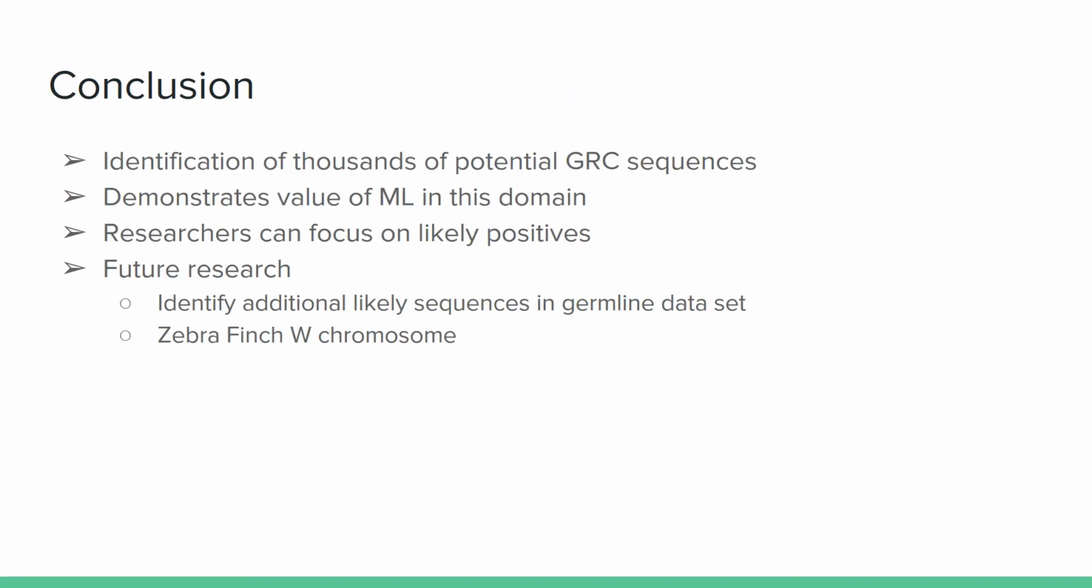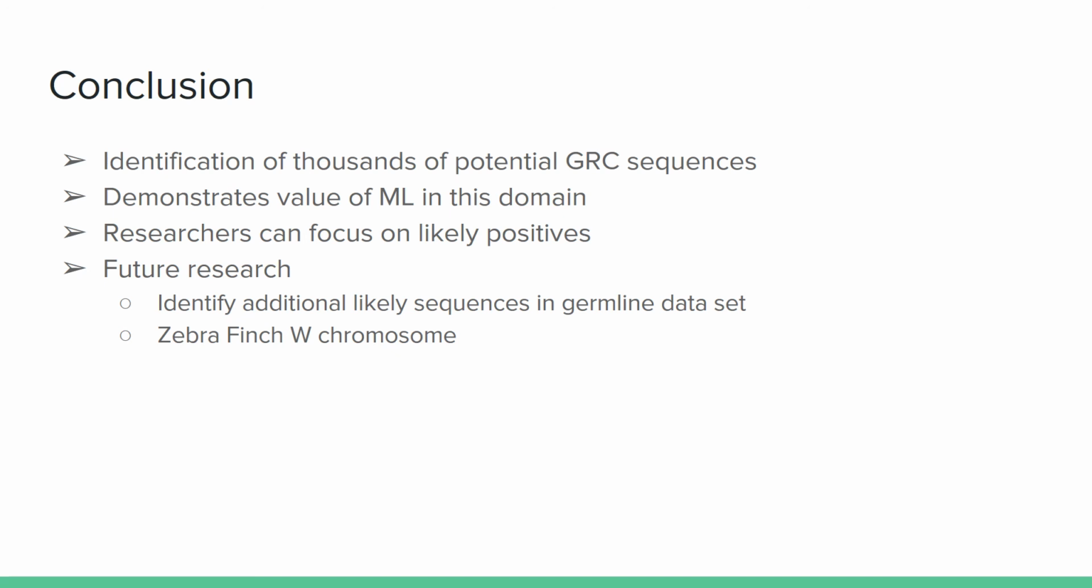So in conclusion, we believe we've identified thousands of potential GRC sequences, and this research clearly demonstrates the value of machine learning in the biological domain. It shows that researchers can use these tools to focus on the most likely positives when their resources are limited, and how that can help them. And I think it opens up more doors in terms of using these sorts of tools in the future to aid researchers in the space.